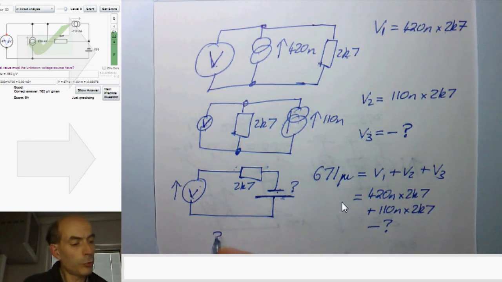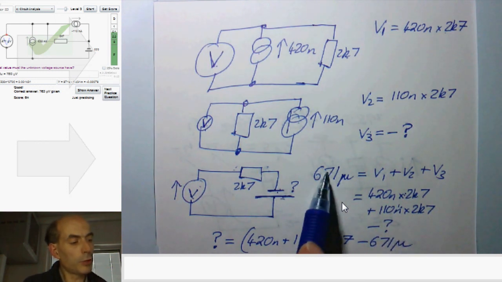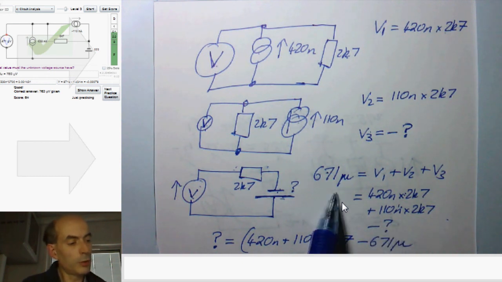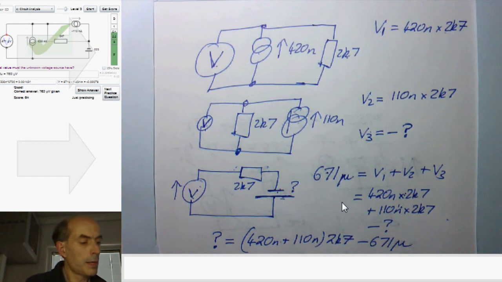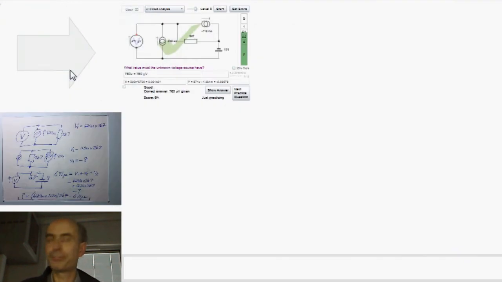Our unknown voltage source must be equal to 420 nano plus 110 nano times 2K7. I've just combined these two terms together. Minus 671 microvolts. Taking this term over onto this side of the equation and this term here over onto this side so that it becomes positive. And that's an expression for our unknown voltage worked out by superposition.